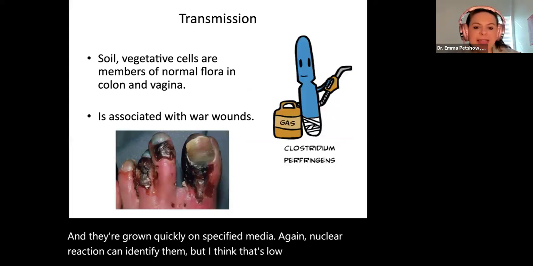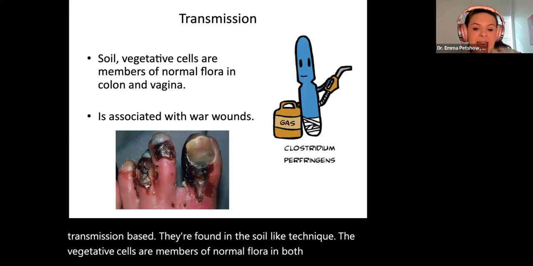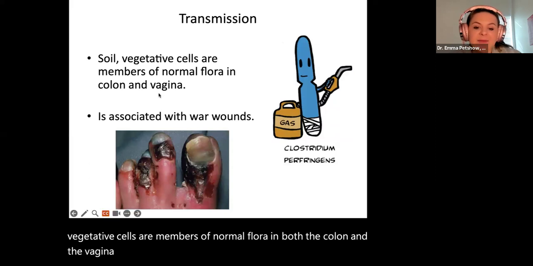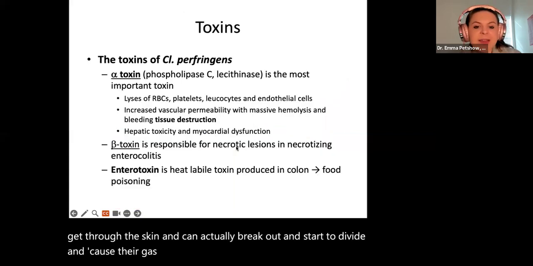For transmission, they're found in the soil like tetanus. The vegetative cells are members of normal flora in both the colon and the vagina, but they are associated with war wounds when they get through the skin and can actually break out and start to divide and cause their gas gangrenous nature. They do this because of several toxins.